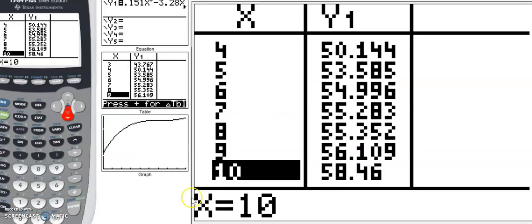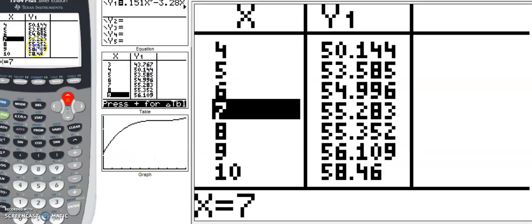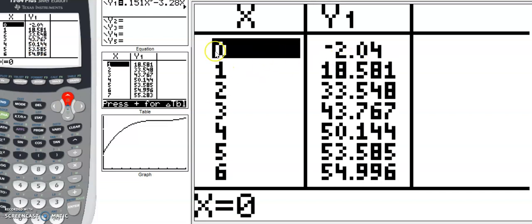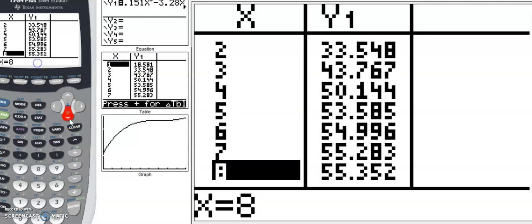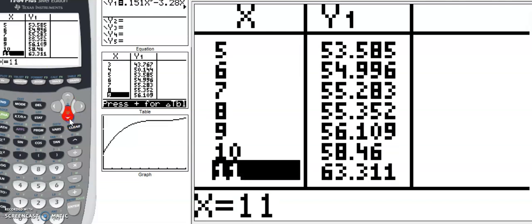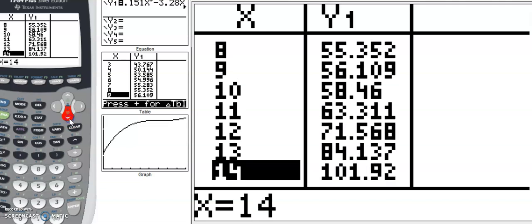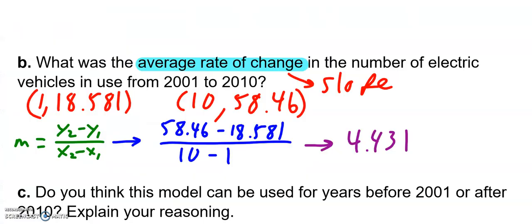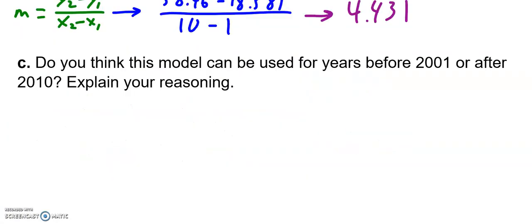Well, let's look at before 2001. If I look when x is 0, I have negative vehicles. That doesn't make sense, right? I can't sell a negative amount of vehicles. So before 2001, absolutely not. After 2010, maybe. At this point, it's kind of like, well, we know what's happened, right, with electric vehicles.